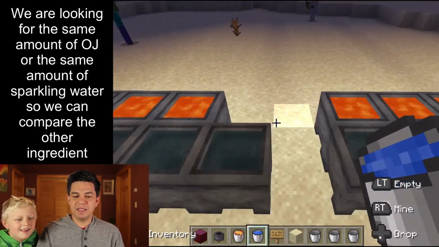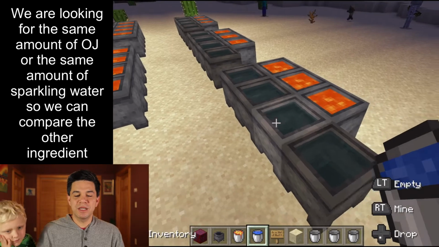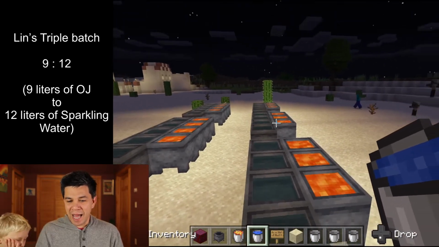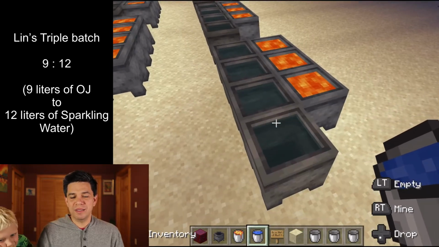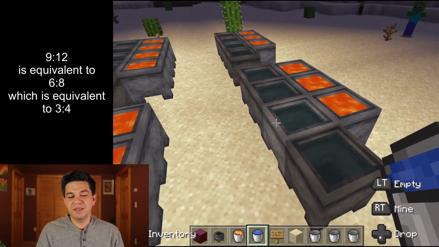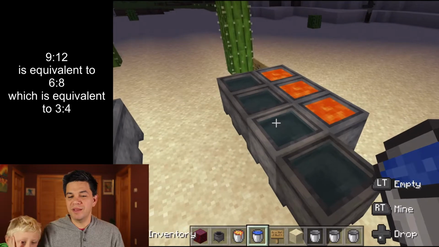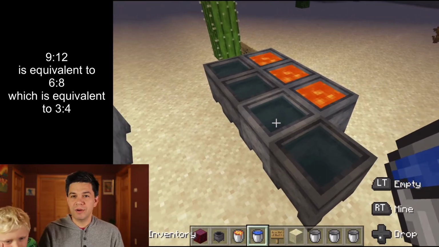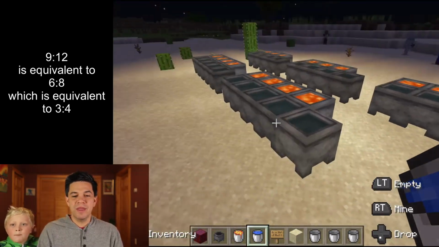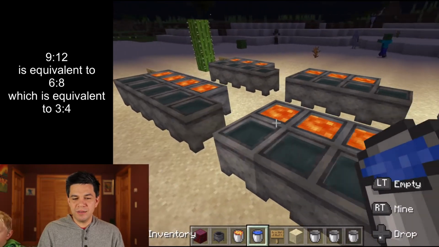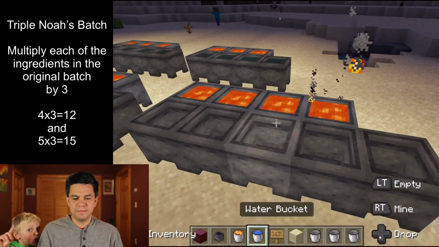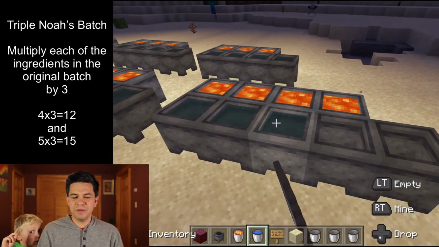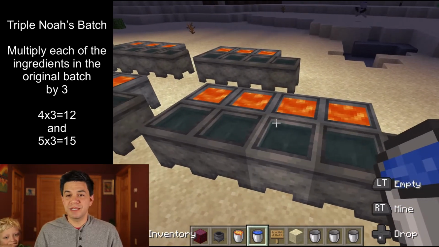All right, so Lynn has a triple batch. Her ratio is 9 orange juice to 12 waters, which is equivalent to 6 to 8, which is equivalent to 3 to 4, right? So that's her ratio. And Noah's here is looking the same. I'm going to triple Noah's recipe. Well, I don't want extra water in my orange juice. Well, we're going to see which one tastes more watery and which one tastes more juicy.